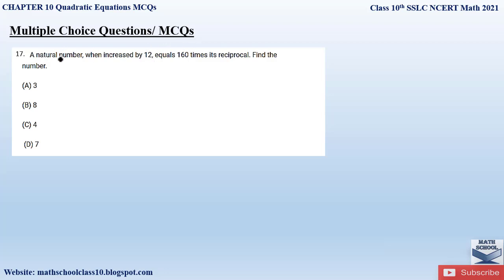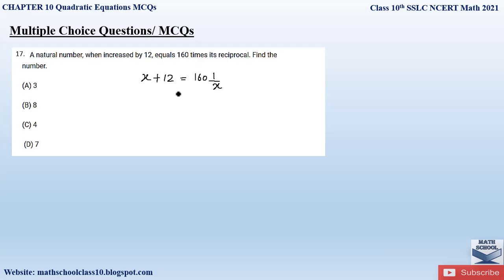So they are telling us a natural number. Assume the natural number to be x, when increased by 12. Increased means we have to add 12, equals 160 times its reciprocal. Since we have taken the number as x, the reciprocal of x is 1 by x.